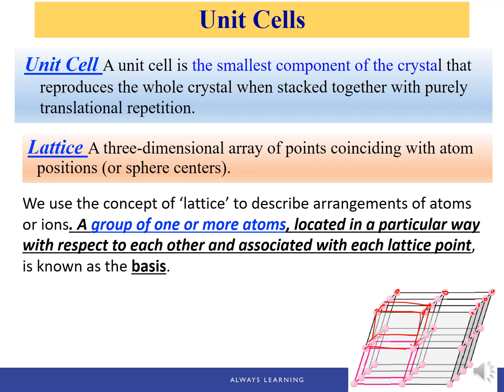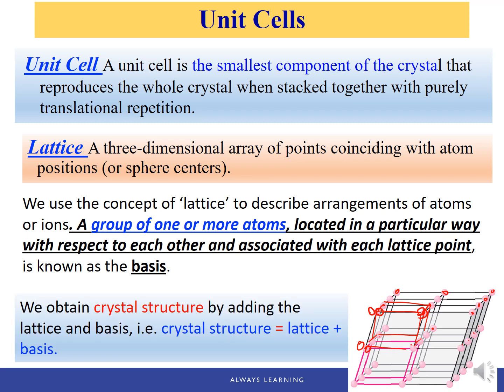Sometimes not only one atom is associated with each location. It can be two atoms, which we will learn later. This group of one or more atoms is known as the basis. So we obtain the crystal structure by adding the lattice and basis. We have this lattice structure laid out, and we can describe the entire crystal structure by locating atoms on the lattice points. The atoms we put on each lattice point are called the basis. It can be one or can be more.